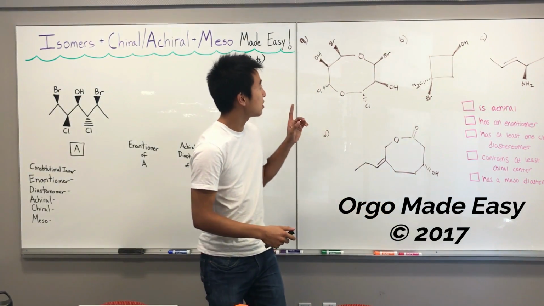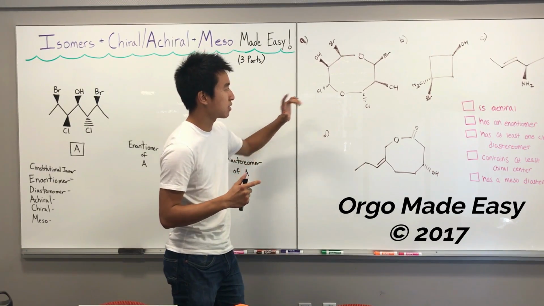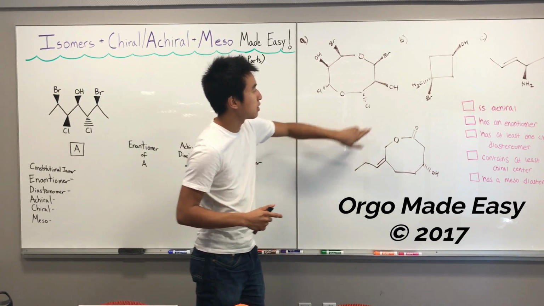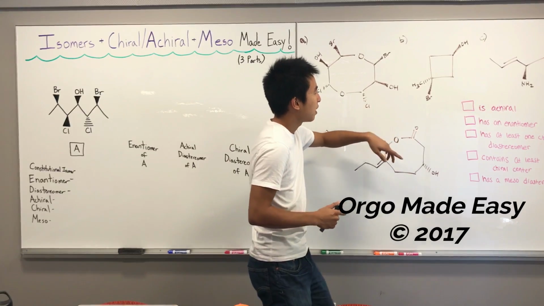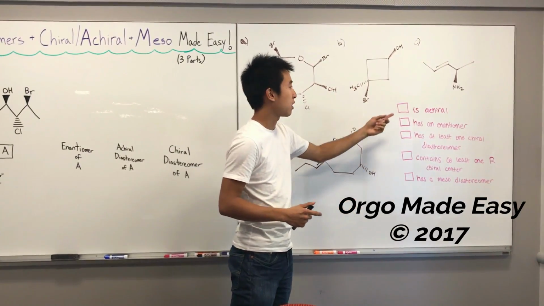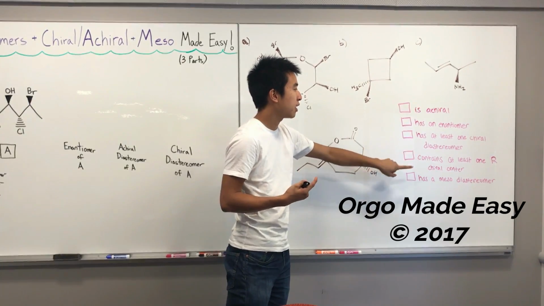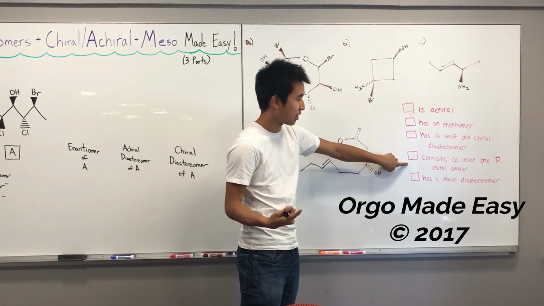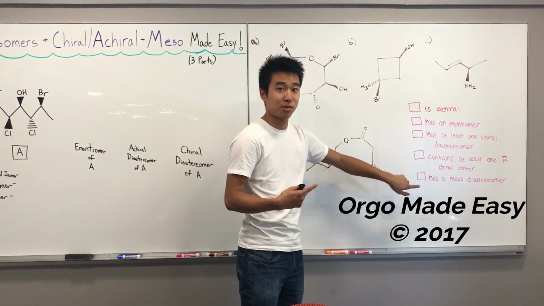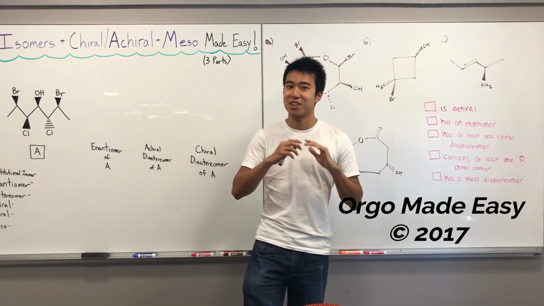And then in part 2, we are going to tackle this problem here, where you have 4 molecules, and we have a little checklist here, and we're going to see if these molecules are achiral, have an enantiomer, have at least one chiral diastereomer, contain at least one chiral center, and have a meso diastereomer. I know that's a lot of vocabulary, but we're going to clear that all up.